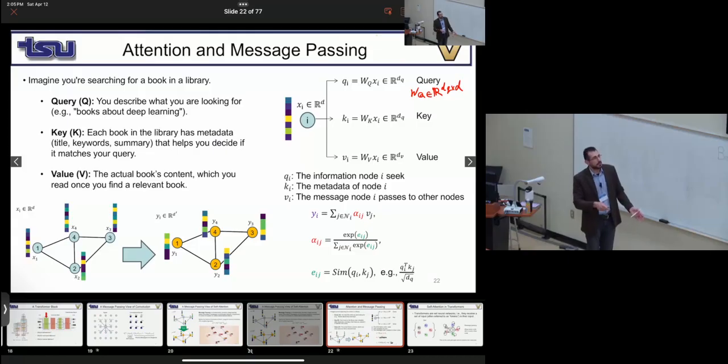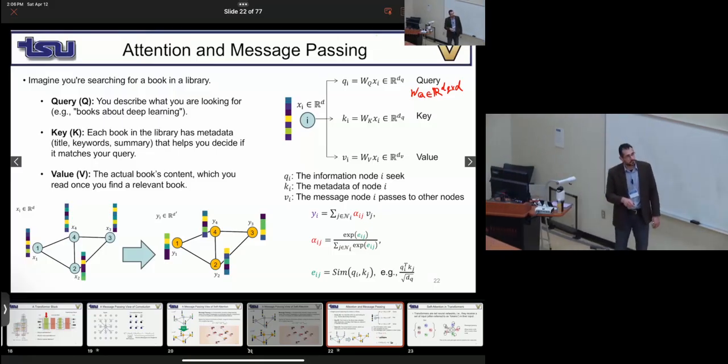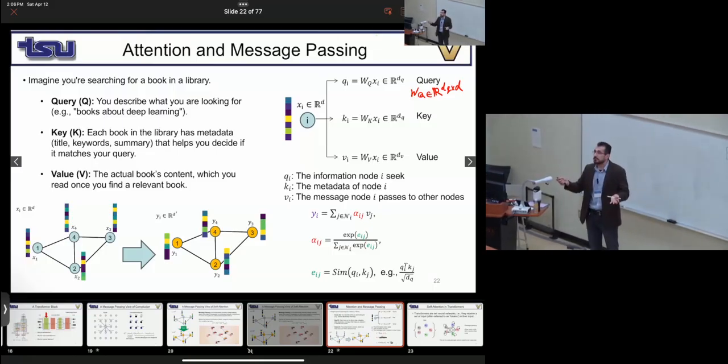I mean, exactly like when you want a book, you look at which book has metadata that's similar to the book that you are interested in, or the topic that you are interested in. That's the similarity. How is this similarity measured? Well, we can always rely on cosine similarity, right?